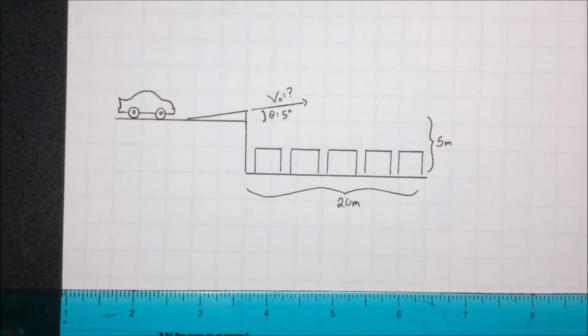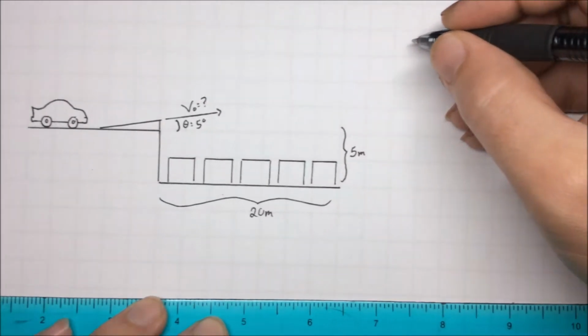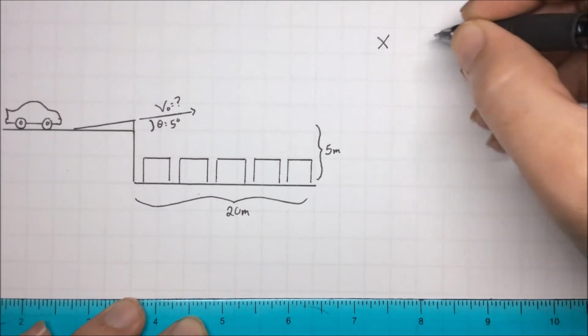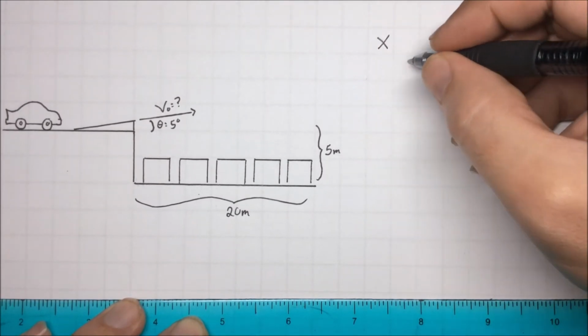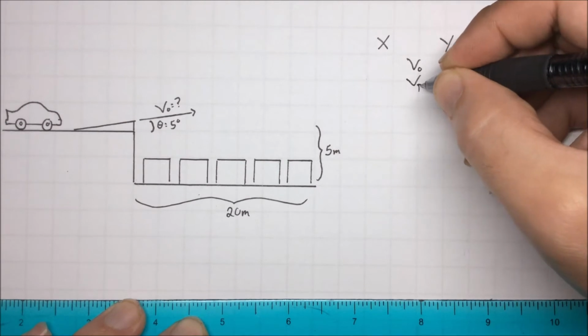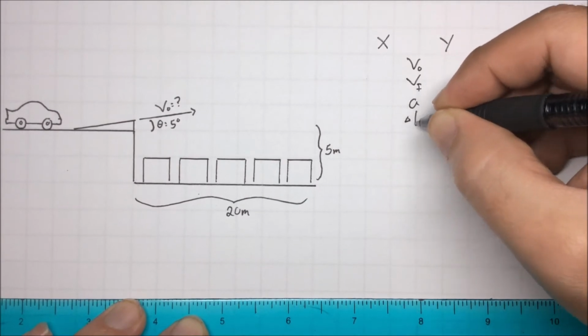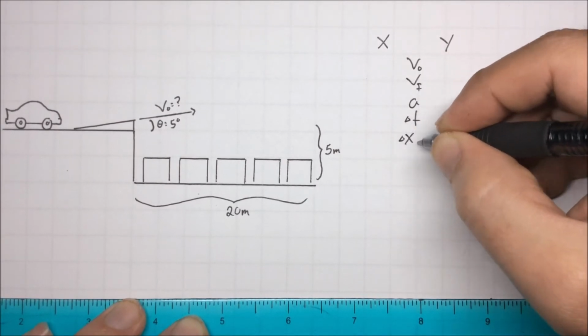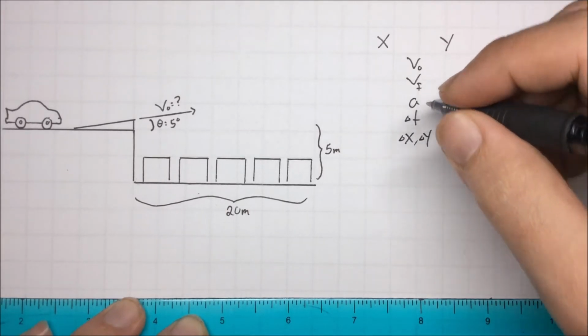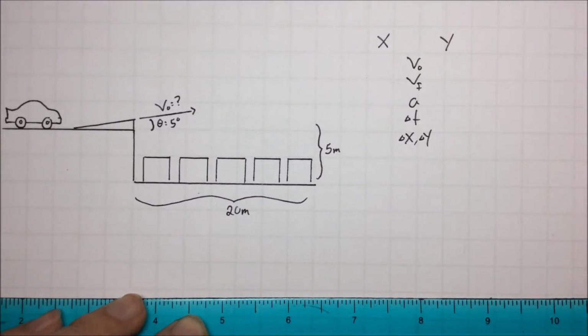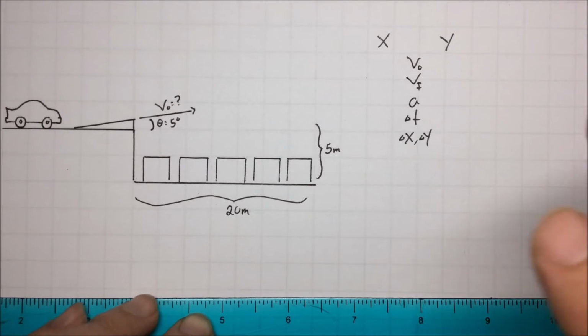Okay, on your homework, I'm not sure what your number is, but these are the numbers that I'm going to use. The first thing that we're going to do is set up a list of what we know and what we don't know. And because we are traveling in 2 dimensions, I'm going to write down x's and y's, and our standard initial velocity, final velocity, acceleration, change of time, the change of position x, and the change of position y.